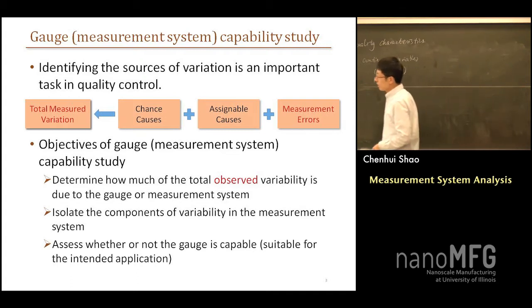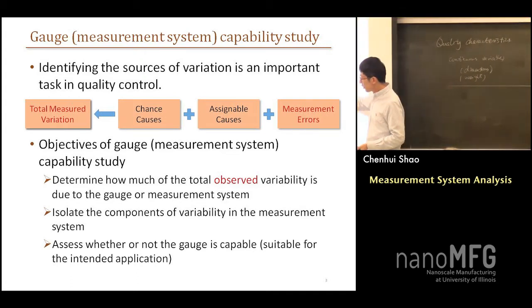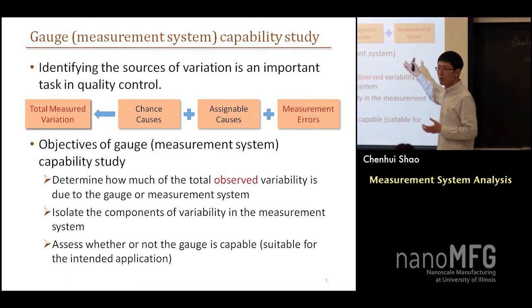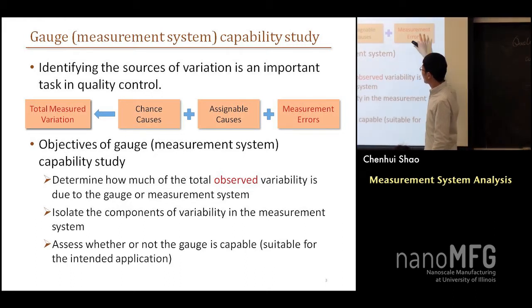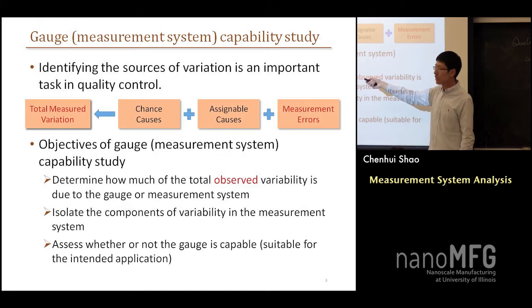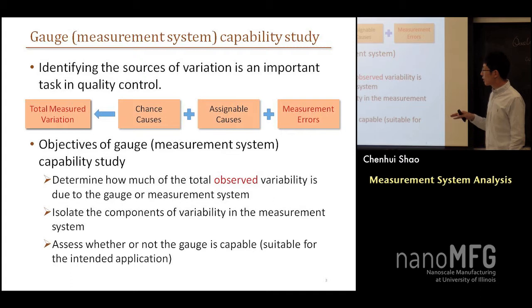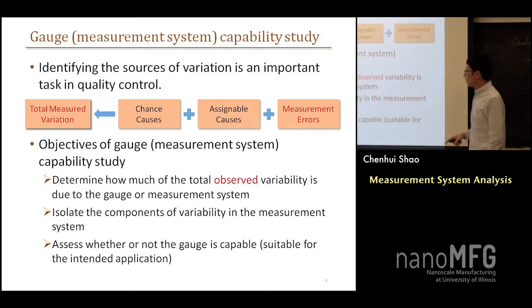So there are 3 objectives. First, determine how much of the total variation is due to the gauge or measurement system, to know how much this contributes to the total measured variation. And second, you want to isolate the components of variability in the measurement system. Even within the measurement system, there could be multiple sources, like operator errors, right? Or the inherent measurement system errors.